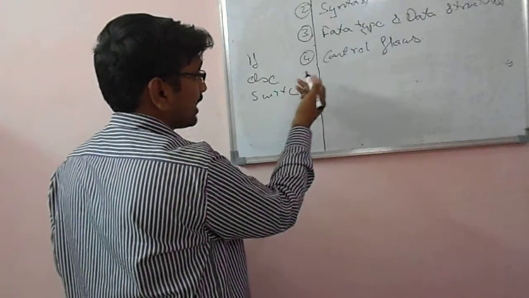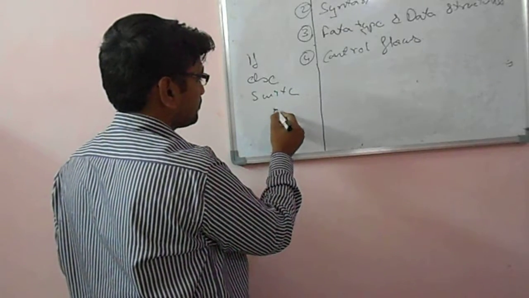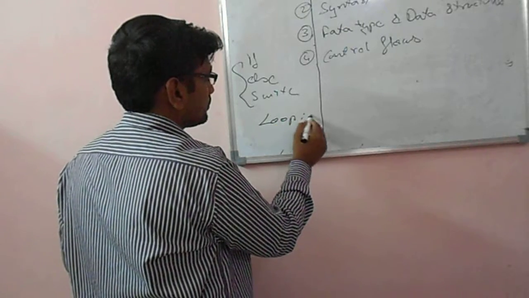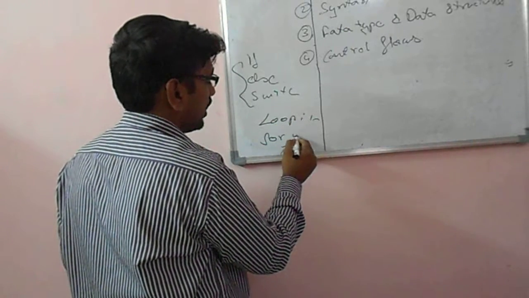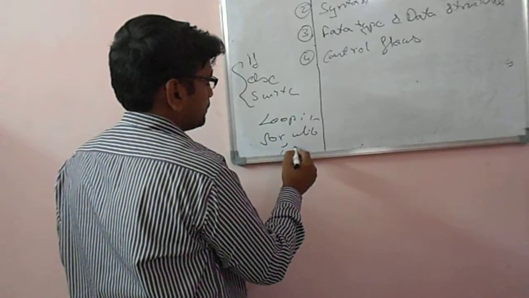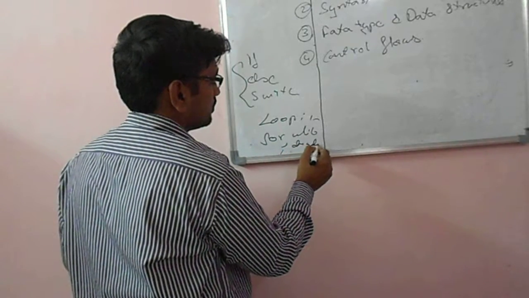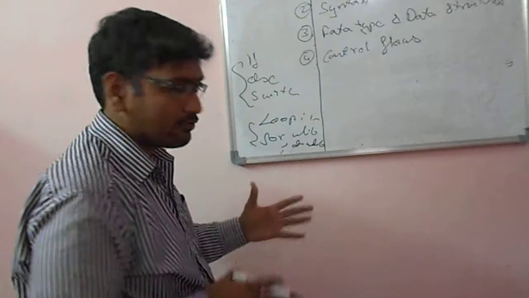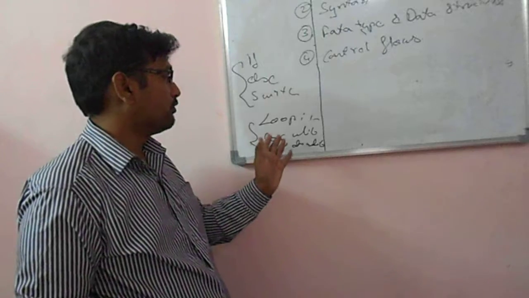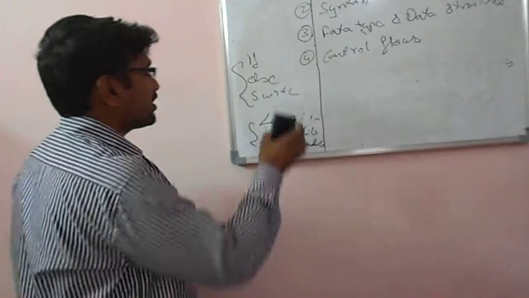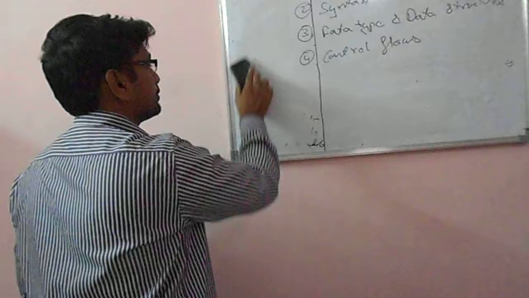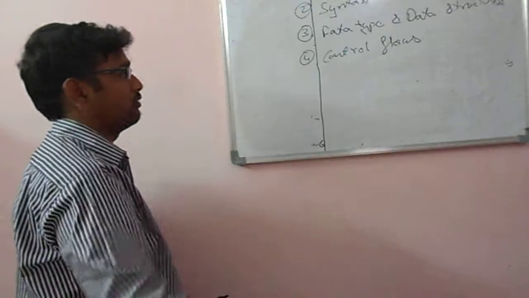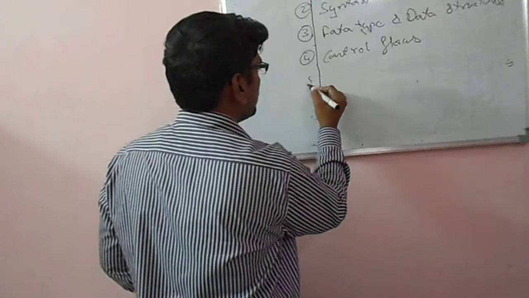Control flows. The second type of control flow is the looping techniques: for loop, while loop, do while. So in order to execute a particular set of code repeatedly, we go for these looping techniques. So we need to understand in any language how these control flows are defined and how we can use these control flows.